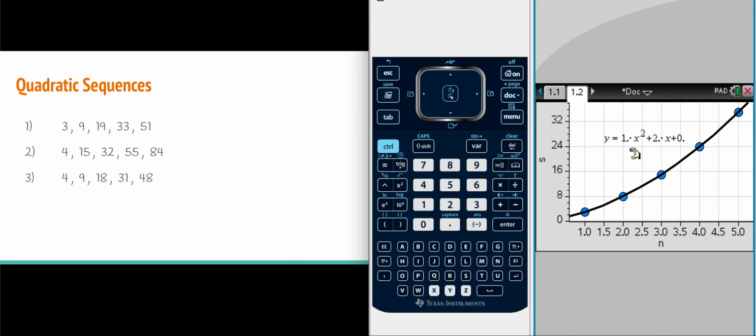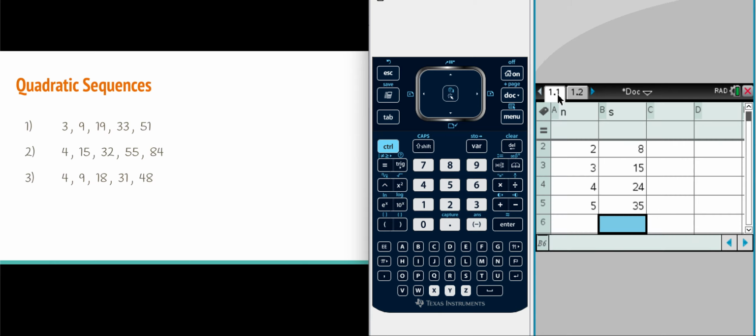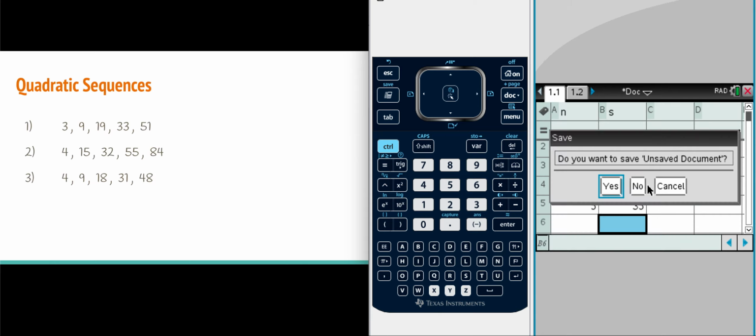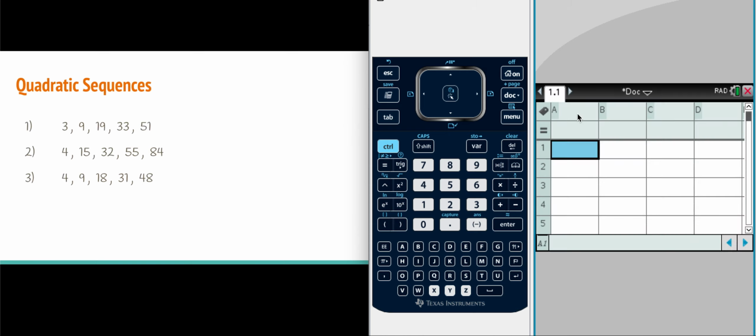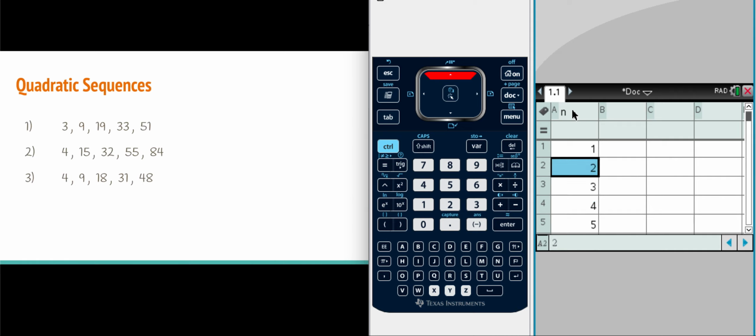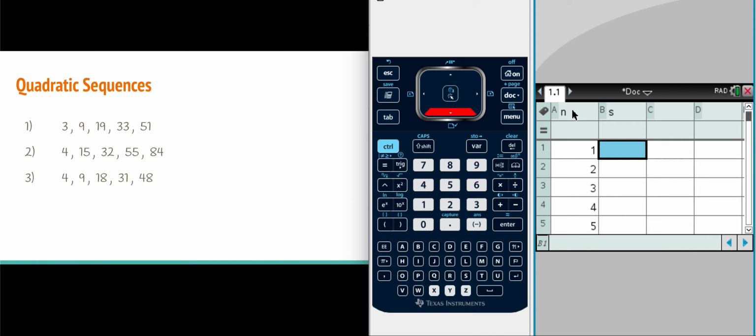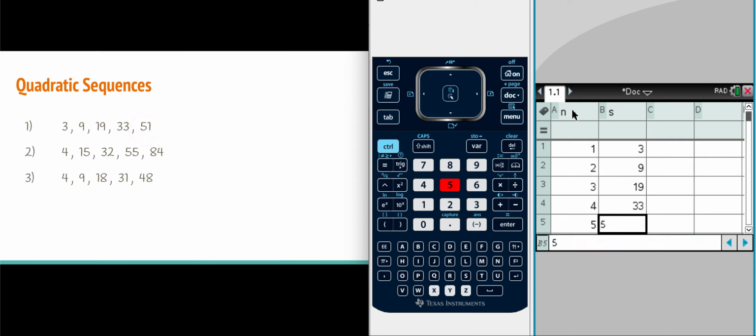So looking at some other questions, I'm just going to come out of this document. So opening up a new one, I would go to the spreadsheet and I would do N and the first term, second term, third term, fourth term, and fifth term. And then I do S, which is the term of the sequence. So this time I've got 3, 9, 19. So I'm just literally reading them off here. The next one is 33, and then the last one is 51.